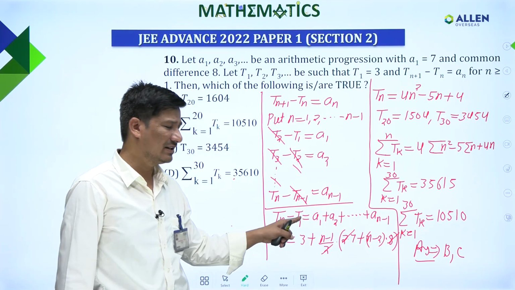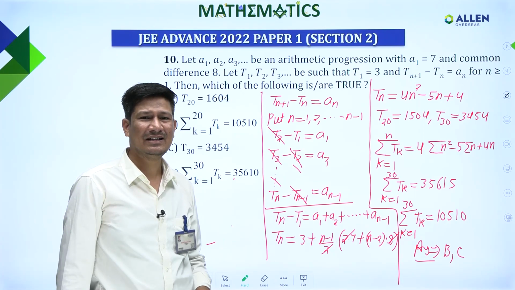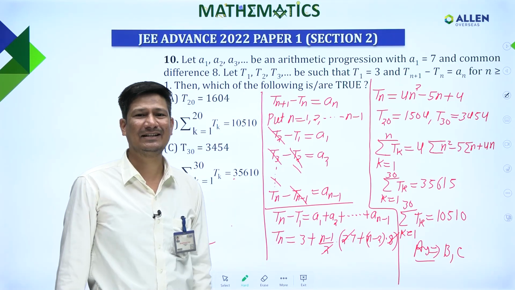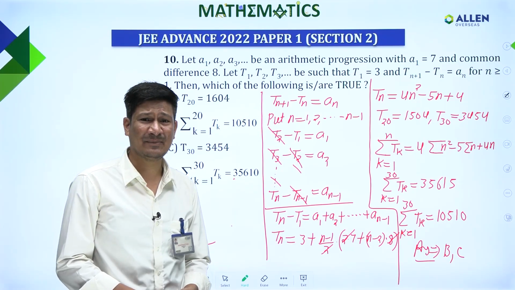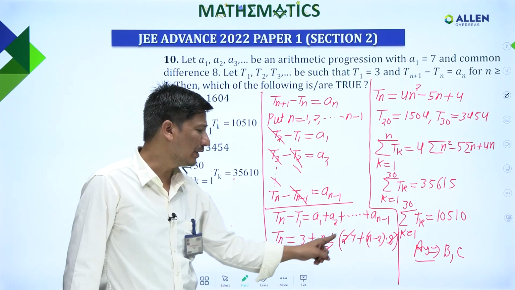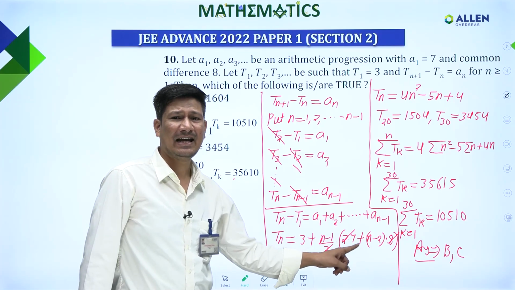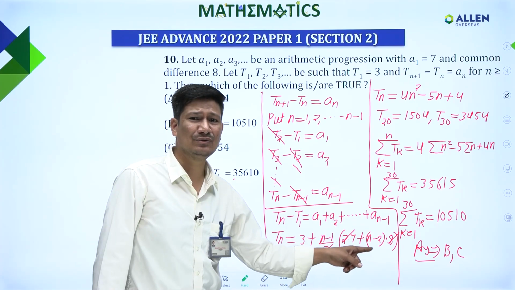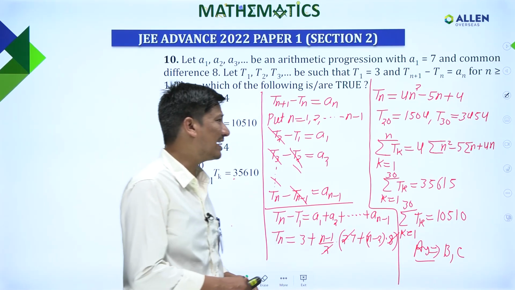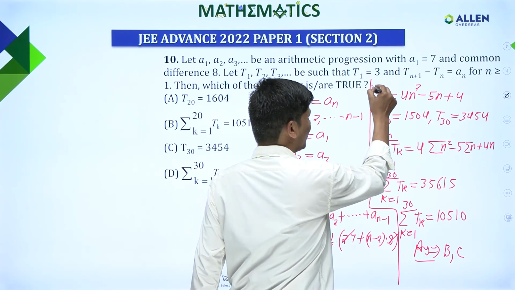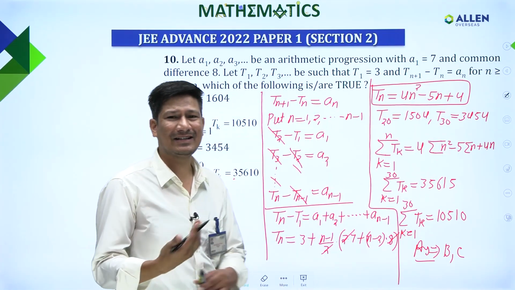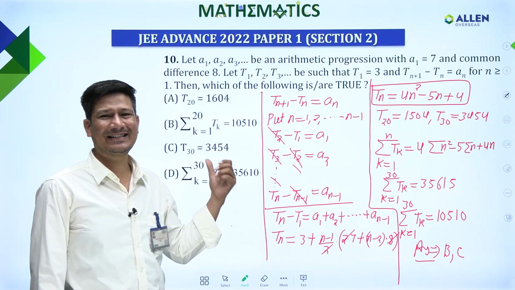So Tn is equal to T1, which is already given in the question as 3, plus the sum of the n minus 1 terms of the first series, whose first term is 7 and the common difference is equal to 8. So apply the formula for the sum of n terms: n by 2, the number of terms are n minus 1, into 2a, 2 into first term 7, plus n minus 2 into common difference 8. When you do the simplification, we get the nth term of that series as 4n square minus 5n plus 4. Now, guys, in the options, we have to calculate the 20th term or 30th term.